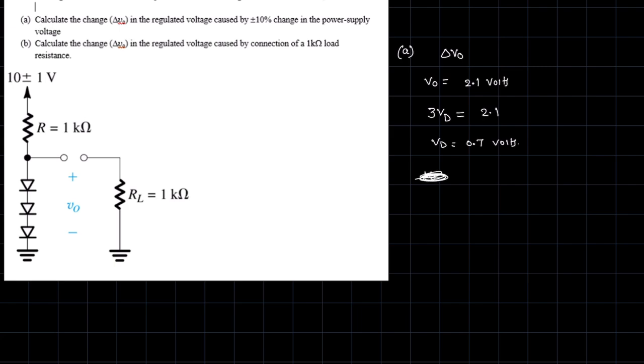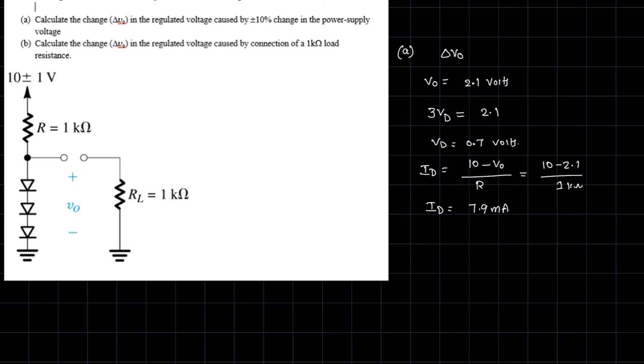Now let's calculate the current through the diode, that is ID, which is 10 minus V out over R. R is 1 kilo ohm, as given. So 10 minus 2.1 over 1 kilo ohm, which gives ID equal to 7.9 milliamperes.